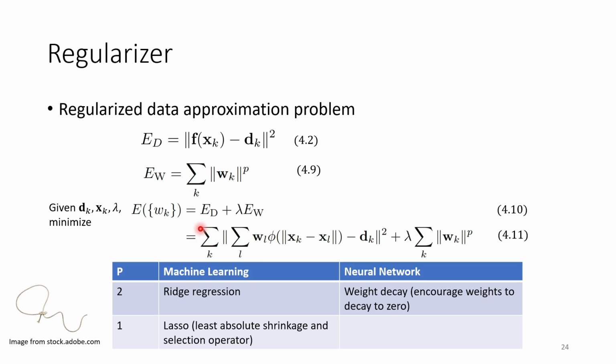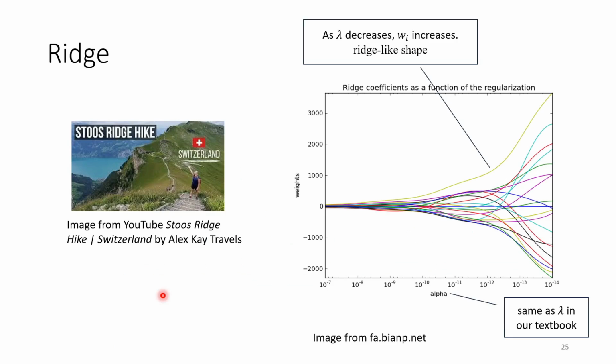And if we expand the two terms, we will get this. This is the weight term, and this is the data term. Okay, so the question is, why is it called ridge regression? The reason is, this is a ridge. It is the shape of a mountain ridge or something else.